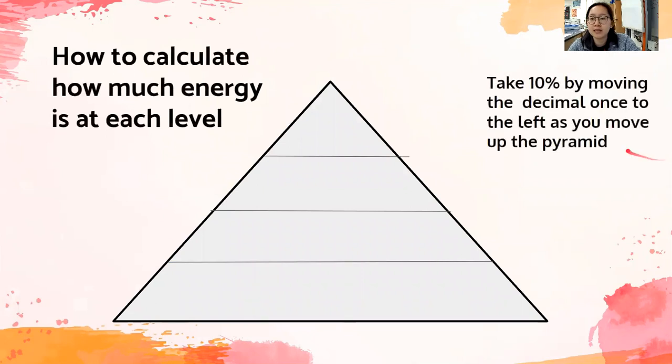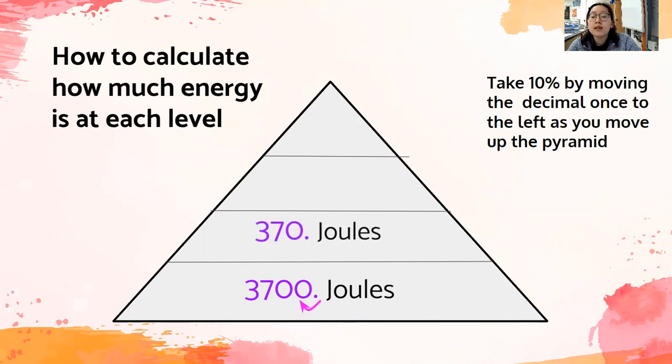Well, you're going to take the 10% rule and use it and move the decimal once to the left every time we move up one tier or one level in a food pyramid. So if you start out with 3,700 joules, which is just an energy measurement, technically there is a decimal there. When you move up one level, only 10% of that energy is passed on. So you move the decimal over 1 and you get 370 joules in the next level.